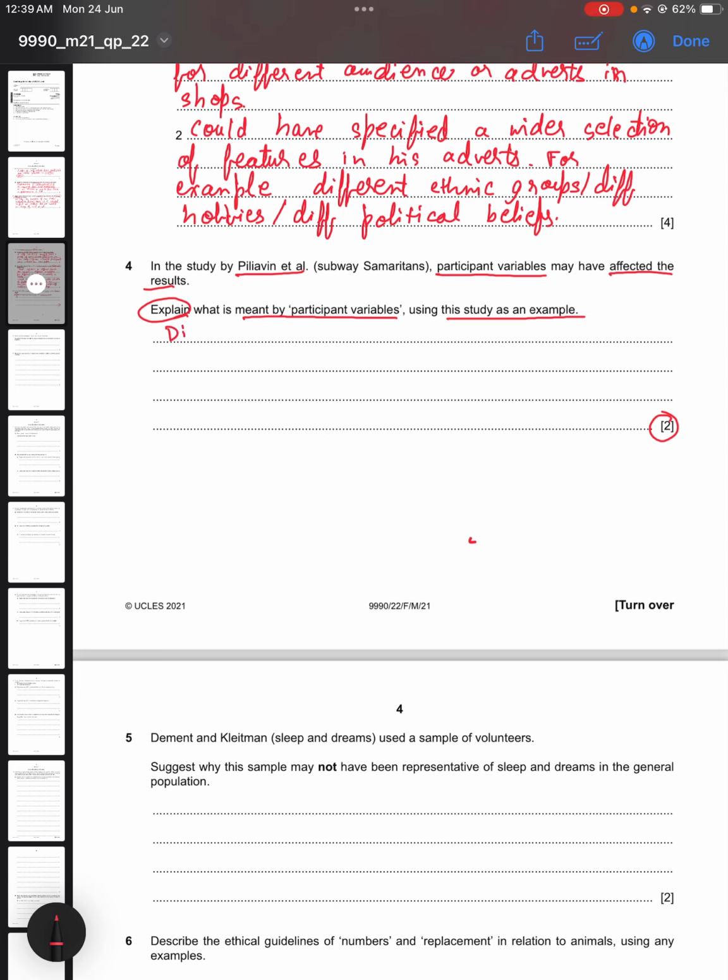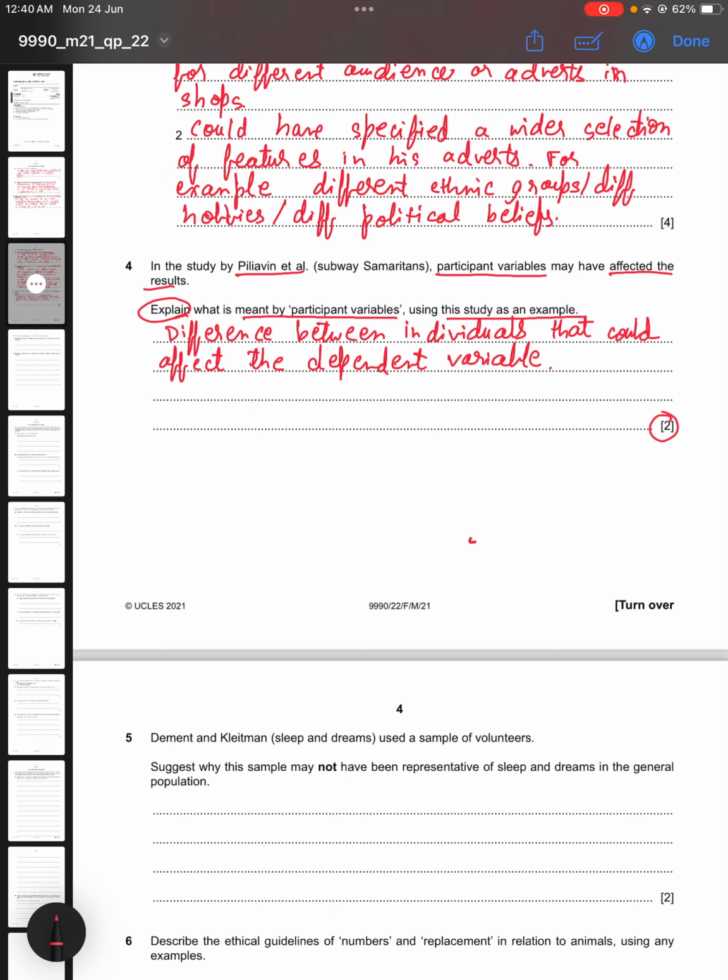participant variable is the difference between individuals that could affect the dependent variable or the results, or you can also write that individual differences are the ones that hide the effect of the independent variable, and these can be counted as confounding variables.